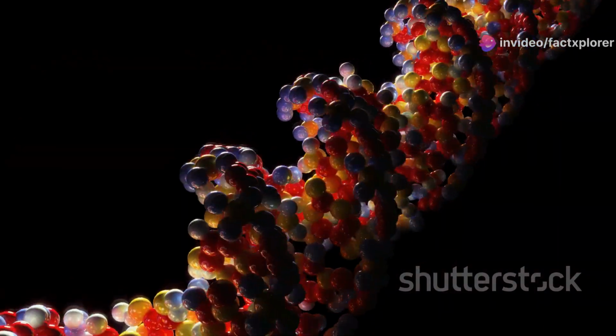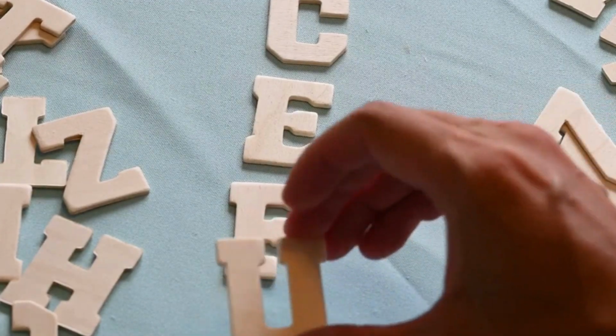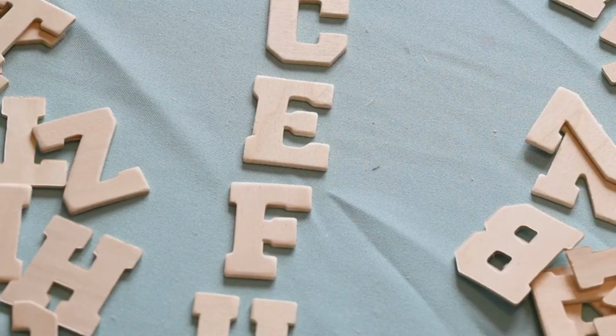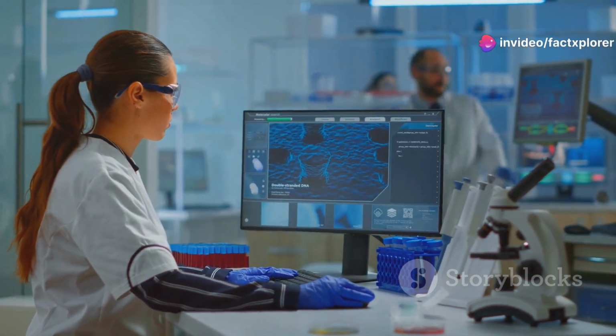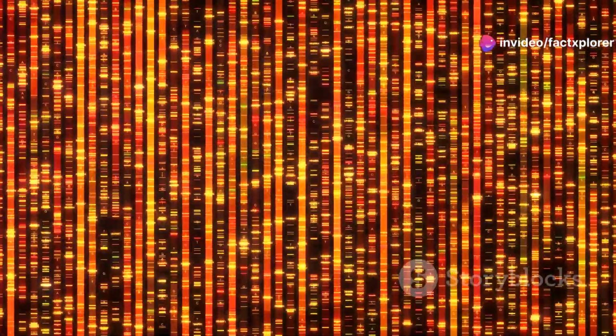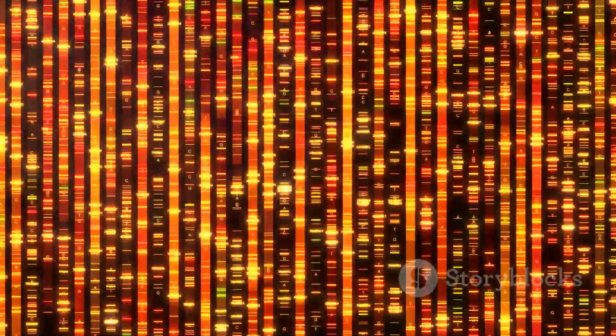DNA is made up of chemical building blocks called nucleotides. These nucleotides are arranged in a specific order, just like letters in a word. The order of these nucleotides determines the instructions that DNA carries. These instructions are organized into genes, which are like individual recipes for specific traits.